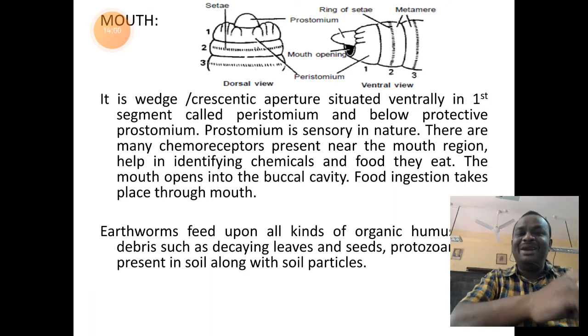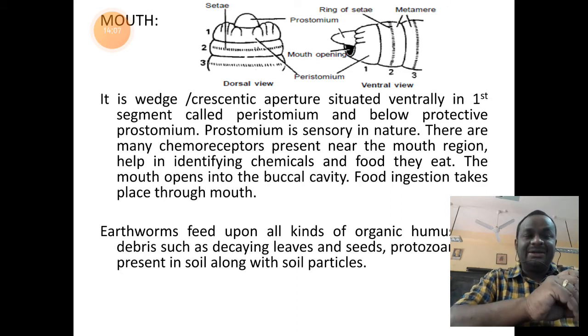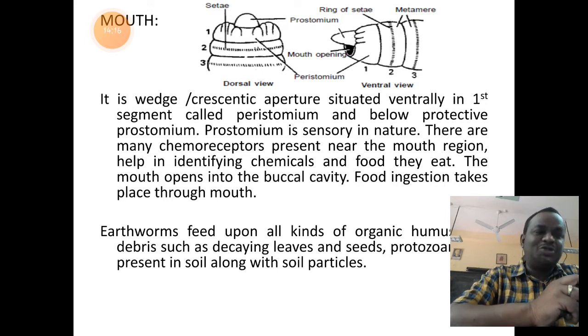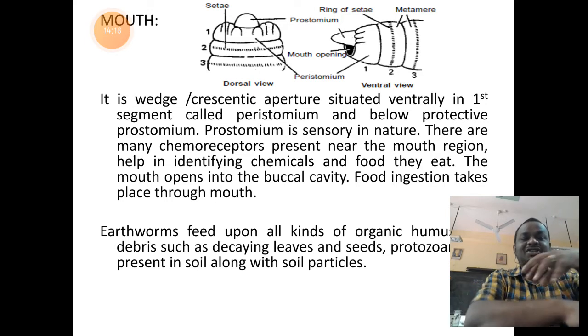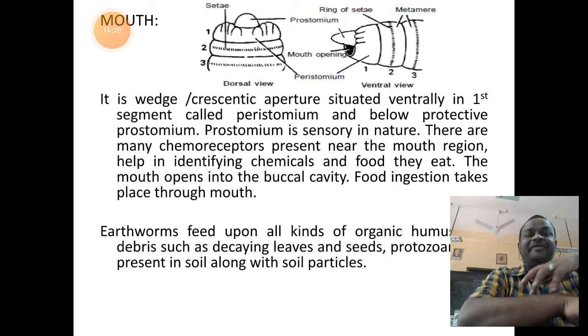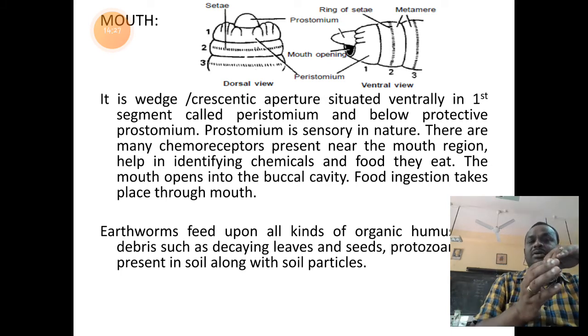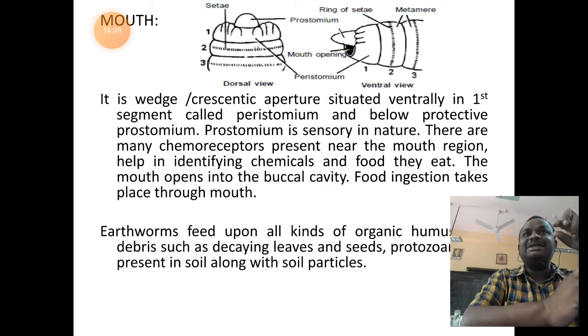Students, you might remember this diagram from my previous class session, where we discussed the morphology or externals of Pheretima. You remember the first segment of the earthworm body is called the peristomium, from which anteriorly there extends a fleshy lobe which we call the prostomium. This fleshy lobe protects the opening of the mouth.